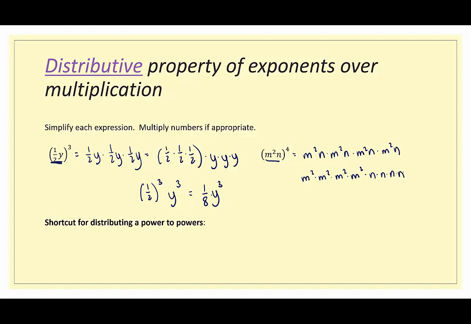And now I have these same bases. I have 4 m squared, so that's 2 plus 2 plus 2 plus 2. Well, that's going to be m to the 8th, right? Same base multiplication, I'm going to add the exponents. And then here I have 4 factors of n, so we would say n to the 4th.